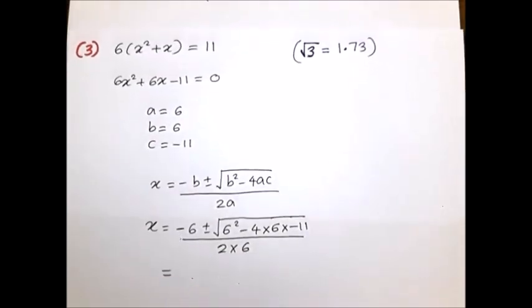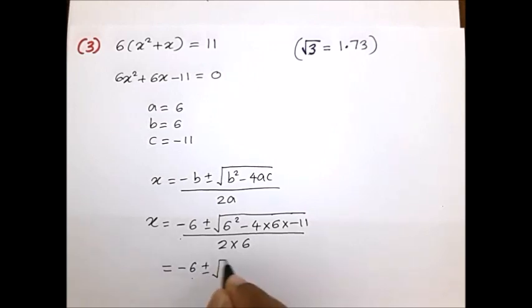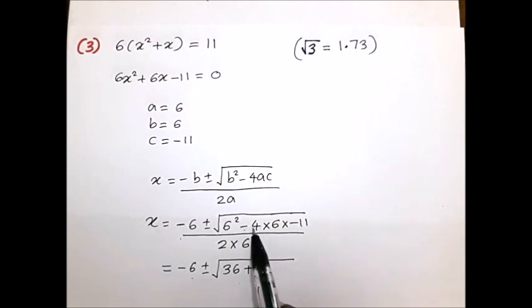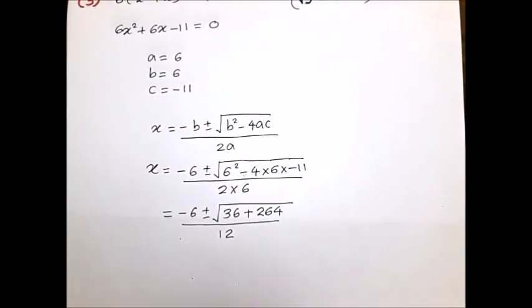Now simplify this one. Minus 6 plus or minus the square root of 6 to the power 2, which is 36. Then here minus 4 multiplied by 6 multiplied by minus 11. When you multiply minus terms, it is plus. Minus multiplied by minus is plus. 4 multiplied by 6 is 24. 24 multiplied by 11 is 264. 2 multiplied by 6 is 12. Minus 6 plus or minus the square root of 36 plus 264, which is 300.